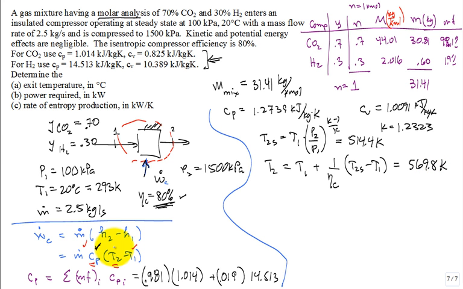So right there, we finally got T2. That was actually our final exit temperature. Let me put it up here. T2, you subtract off the 273, and you get T2 is 296.8 degrees C.